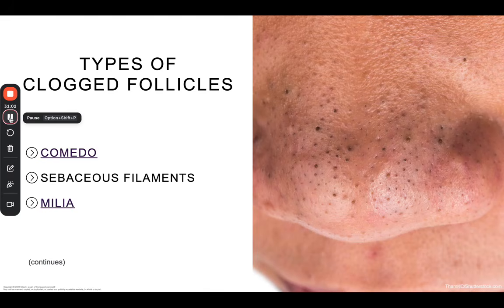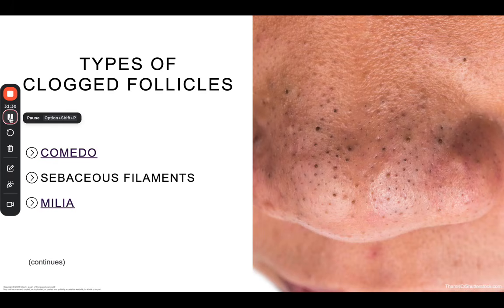And then milia, again, they are small cysts. So that's the difference between a whitehead and a milia. Milia are firm white papules, and they are pearl-like masses of sebum and dead skin that does not have an opening. So just make sure that you're not confusing milia with whiteheads.